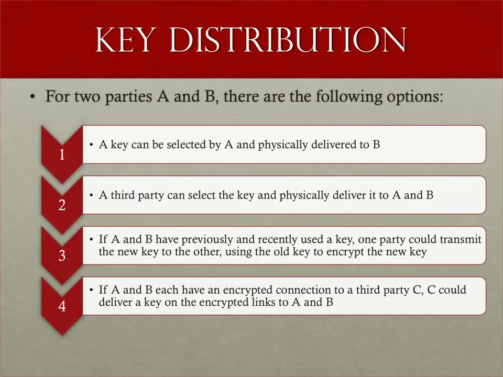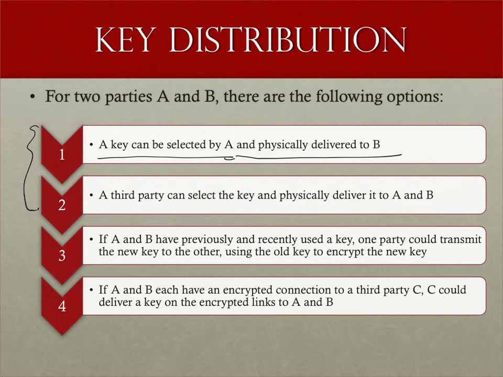Okay, what are the ways that we use for key distribution? What are the possible ways we use for key distribution? These two methods are easy. We say, okay, we distribute these keys physically. Okay? Physically. So if two parties want to communicate, then a key can be selected by A and physically delivered to B. The key.